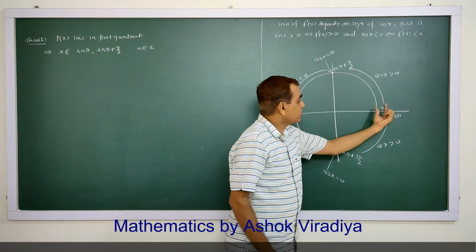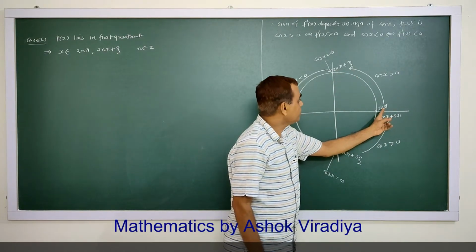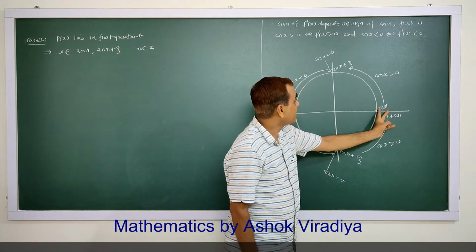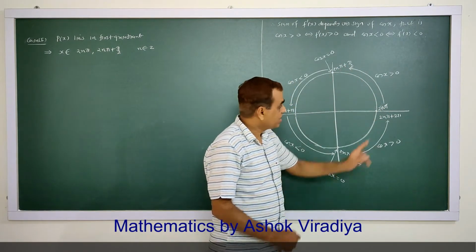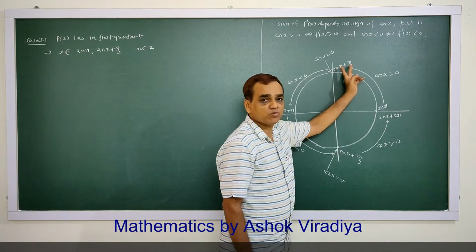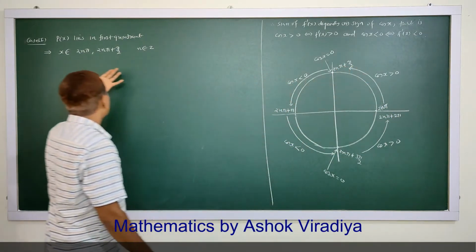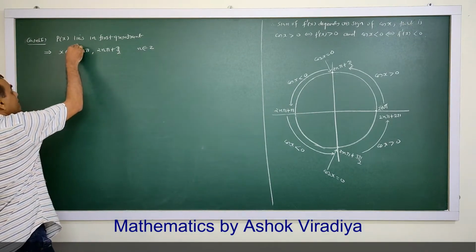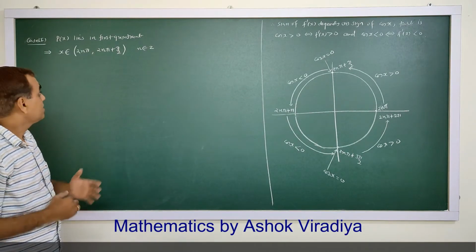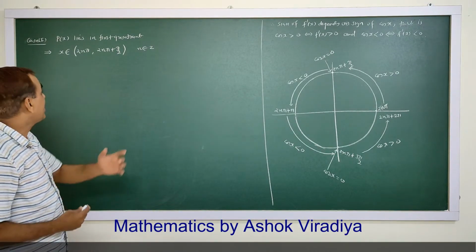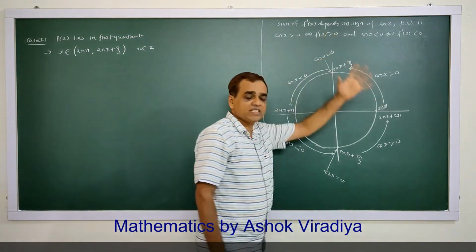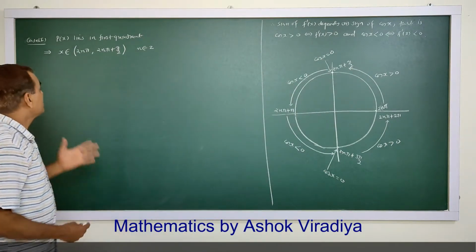Like suppose if you keep n as 0, this will be 0 to pi by 2. If you keep n as 1, it will be 2 pi to 2 pi plus pi by 2. If you take n as 3, 6 pi to 6 pi plus pi by 2. So this interval defines not only one particular interval, it defines so many intervals. If x is in this interval, then cos x is positive, so cos x is more than 0.